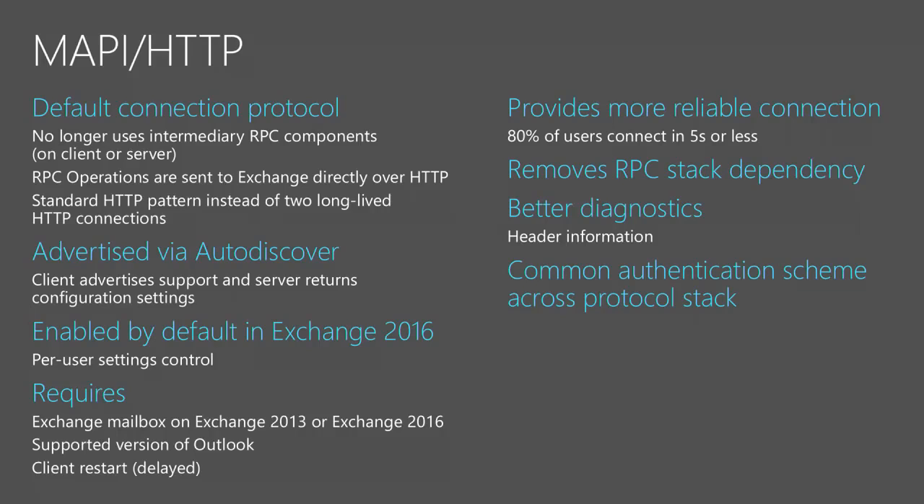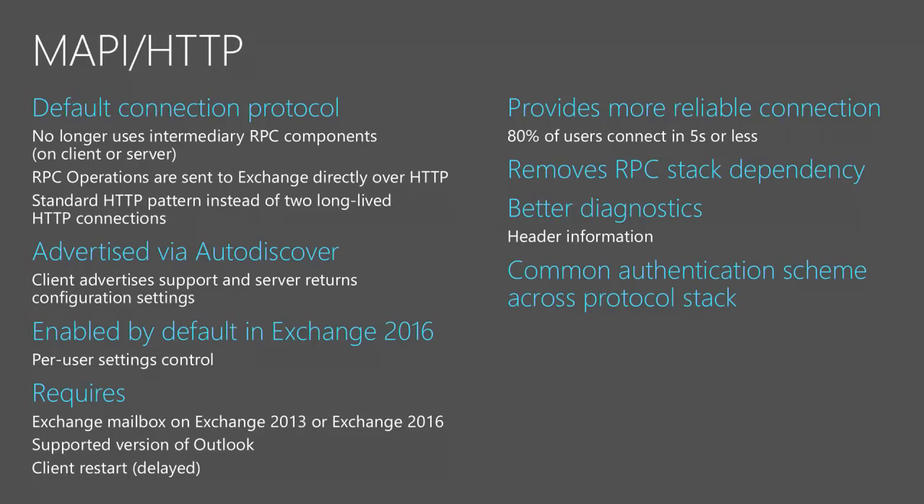It is enabled by default in Exchange 2016, but we do give you more than just an org-wide on-off switch. I'll show you what that looks like in a minute. It does require a mailbox to be on 2013 or 2016. So if you are coming from 2010, your users won't get MAPI over HTTP until their mailbox has been migrated to a later version.